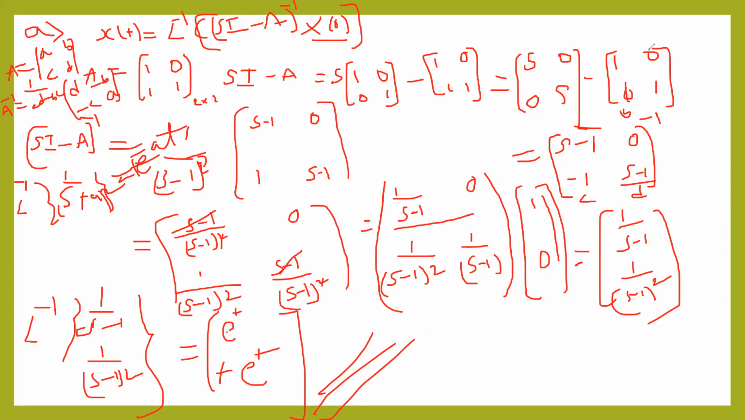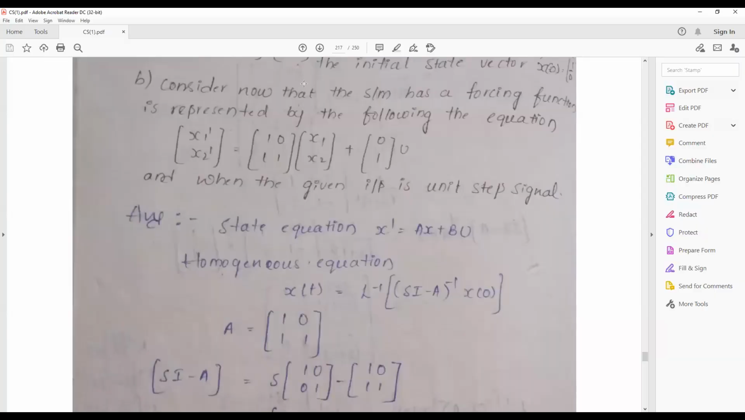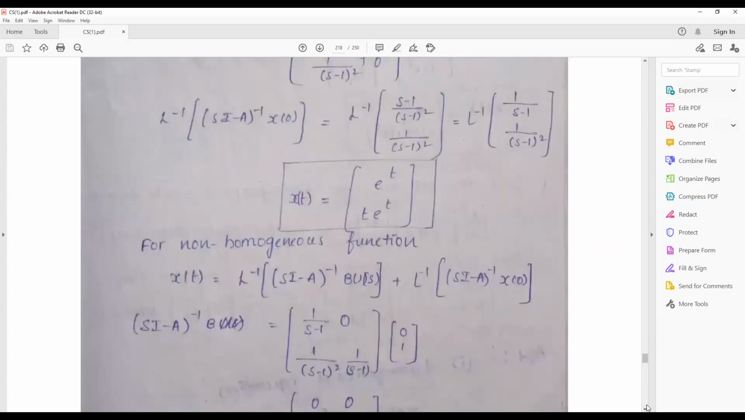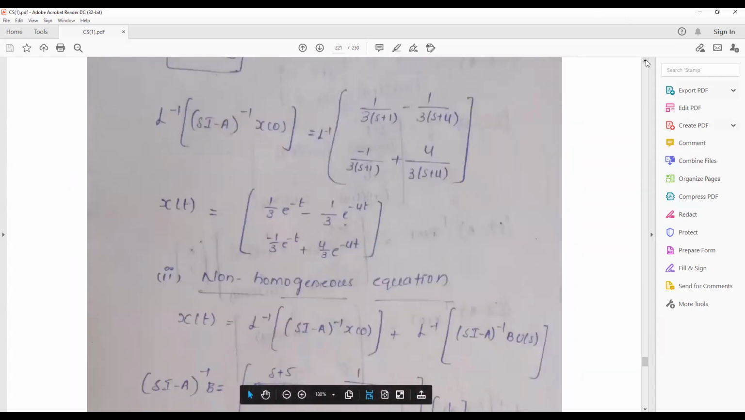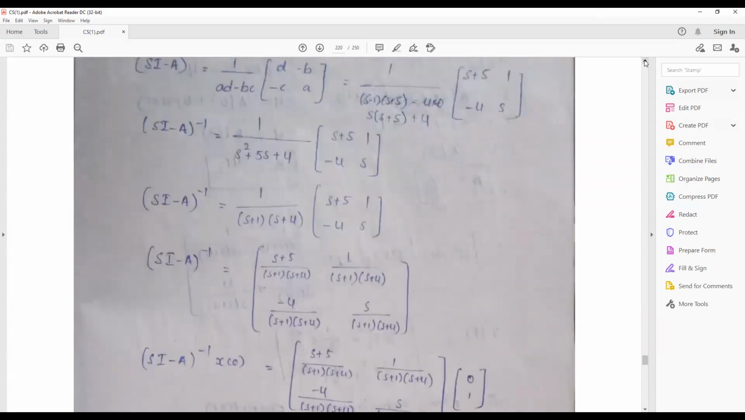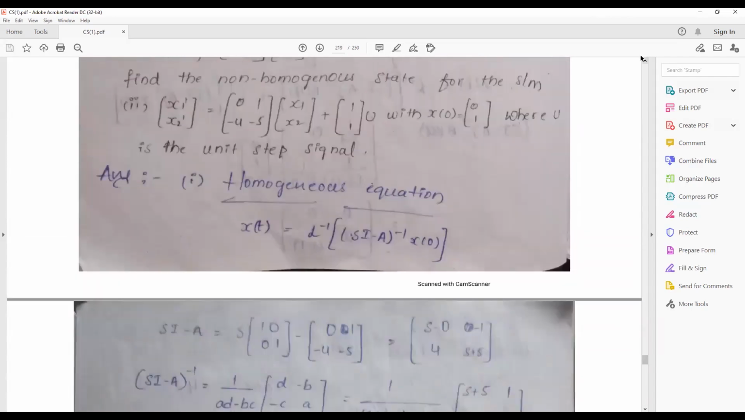Clear, all of you? Next, second problem. What does it say? Consider now that the system has a forcing function which is represented by the following equation: x1 dash, x2 dash. Same A given, B given, and the unit step signal is the input. What is the input? Unit step signal. Just have a look.